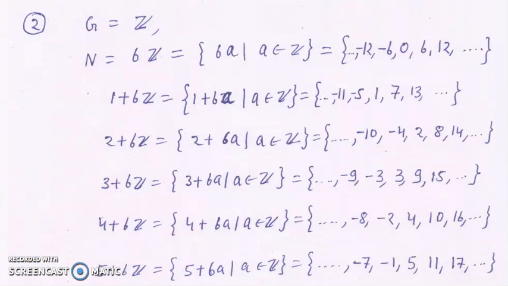We have a group G equal to Z, and I take its subgroup to be 6Z. How do we determine all its cosets? So let us write the elements of 6Z. It is of the form 6a, or 0, 6, -6, 12, -12, and so on.